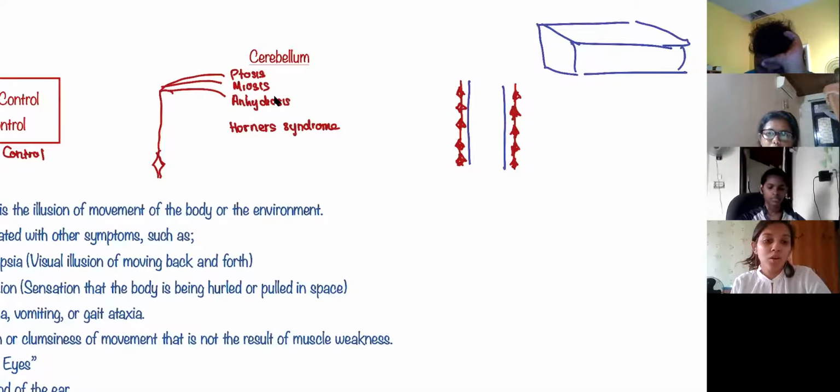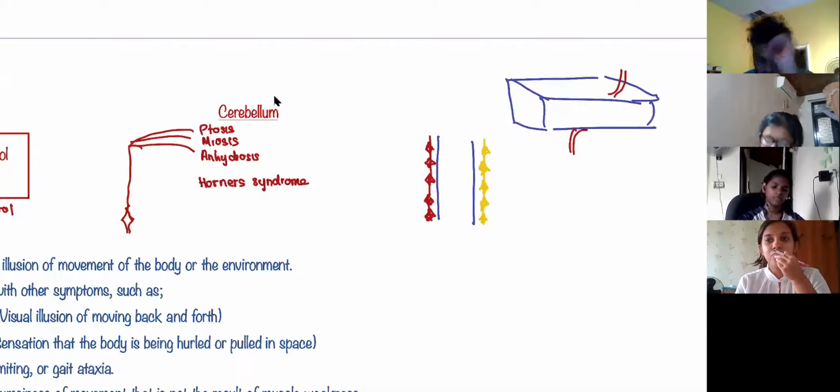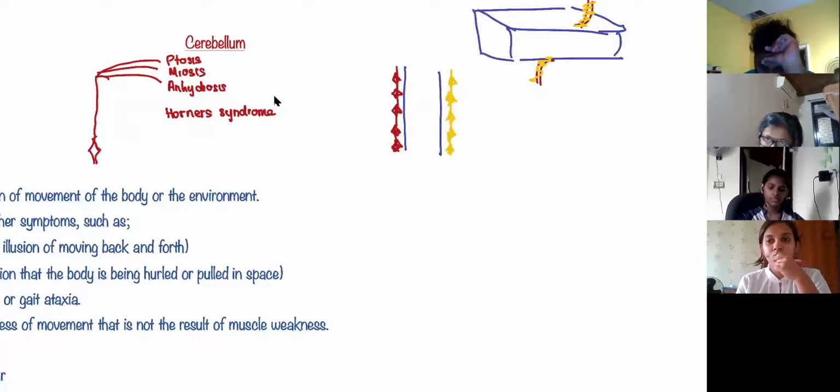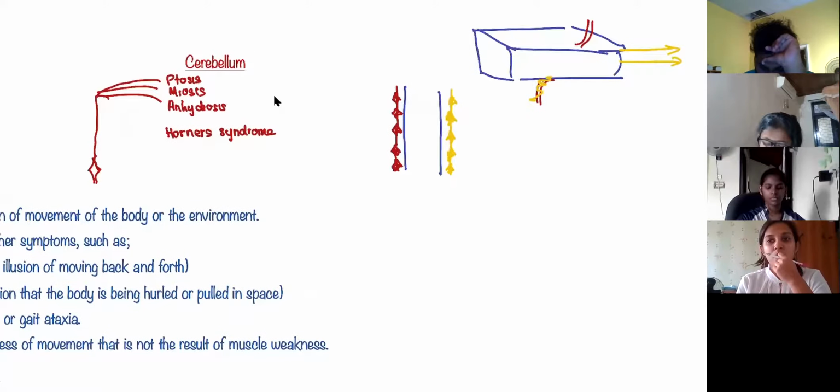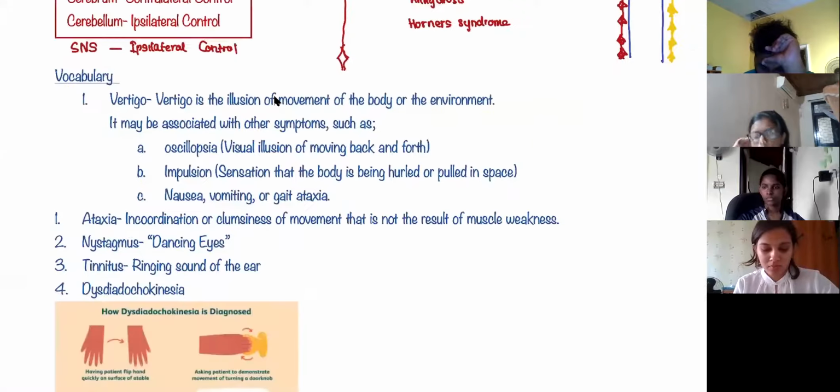I used red here. Let me just change the color for you to understand this. I told you guys, there's the internal carotid artery, and the sympathetic chain runs hugging it. They run together. It actually exits from the front here. I discussed these structures in the last lecture.